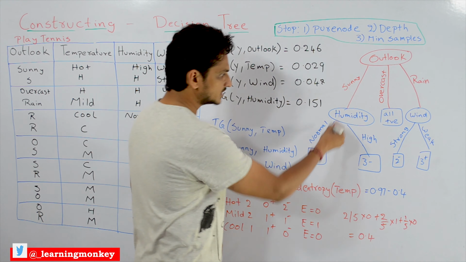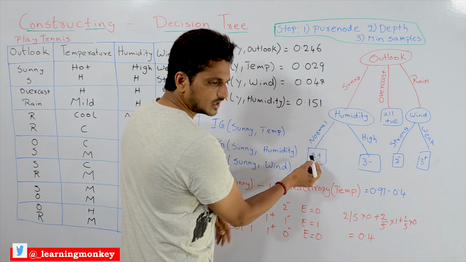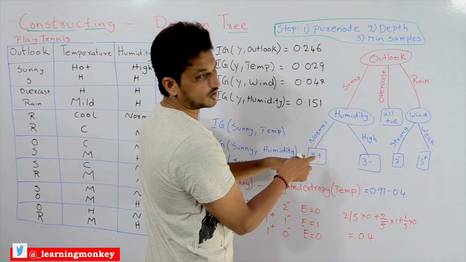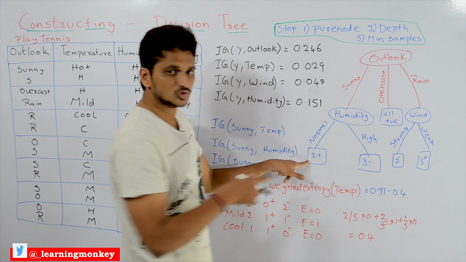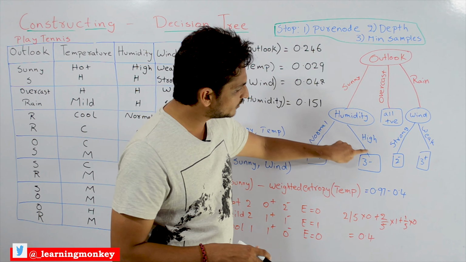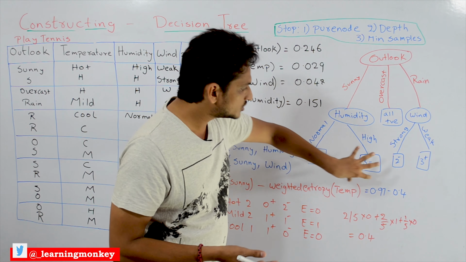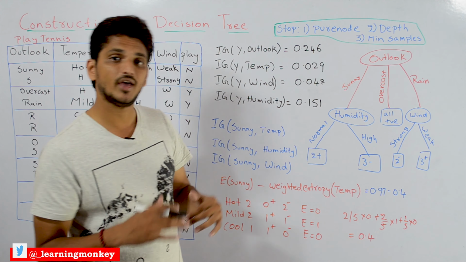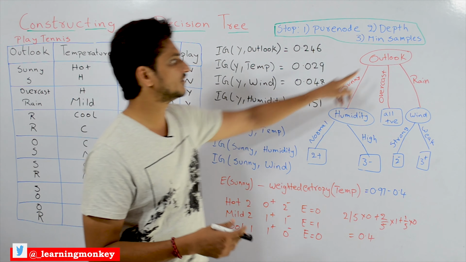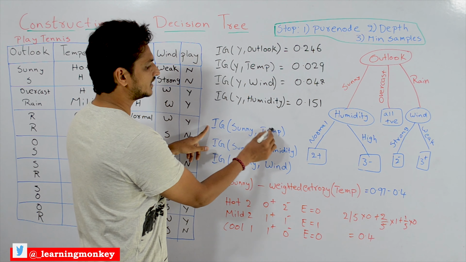When we split on humidity, in normal we are having two data points, and all those data points are positive. So this is a pure node, stop it here. In humidity high we are having 3 points, all of them negative points. So stop it here. The same way, expand the decision tree for rain.